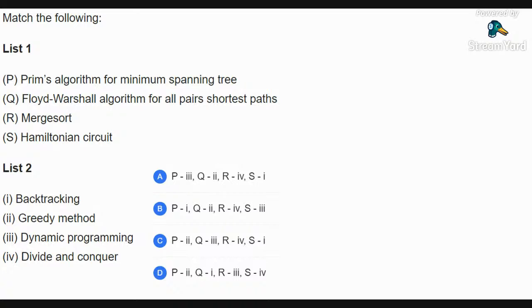There is no need to check to which R is mapped and to which S is mapped. But just have a look. What is this? Merge sort is based on the divide and conquer approach. So R is matched with the fourth option. So R is mapped with 4, and the Hamiltonian circuit is nothing but a backtracking problem. So S is mapped with this one. Okay, so option C is the correct option here.